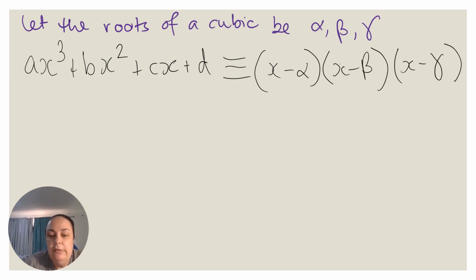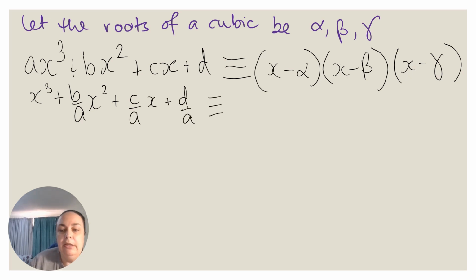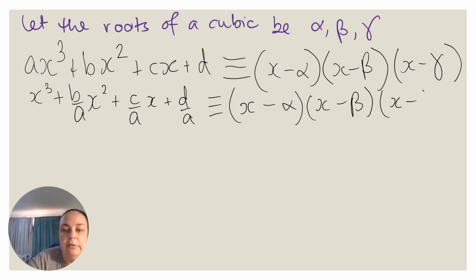Okay, the issue is that on the right-hand side we've got a monic factored form, obviously. So we need to divide the left-hand side through by a in order to compare it. So I get x cubed plus b on a x squared plus c on a x plus d on a, and that's identically equal to x minus alpha, x minus beta, x minus gamma.